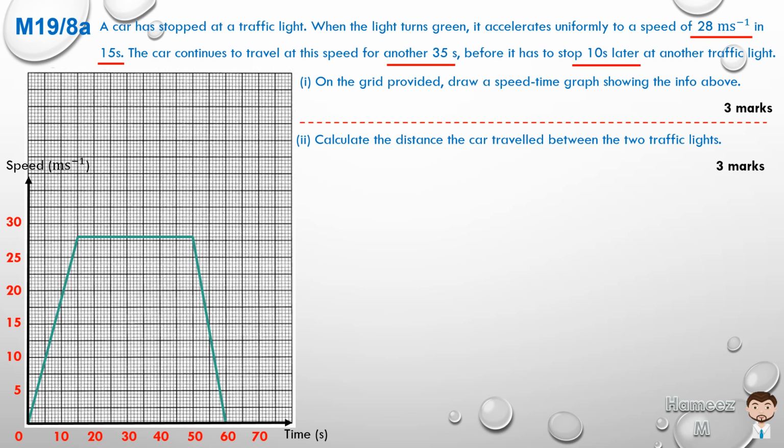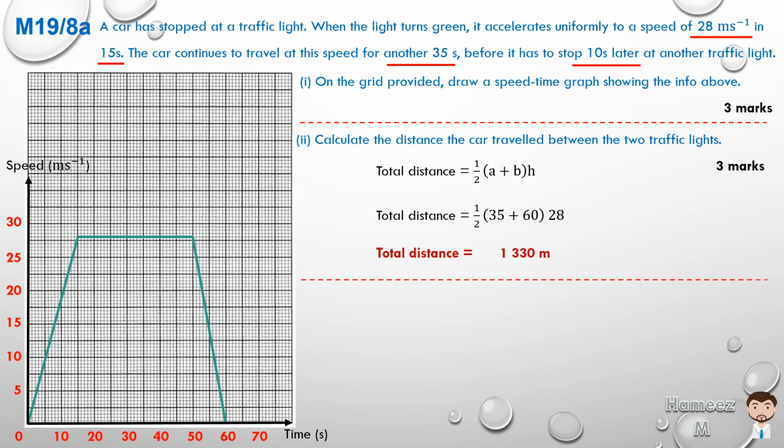So the area under the curve for a speed time graph will give us our distance. So the total distance is equal to the area of this trapezium, which is a half of (a plus b) times h. That's the general formula. And a and b are the parallel sides, and h is the perpendicular distance. The upper horizontal line is 35 plus the lower horizontal line is 60, times the perpendicular distance of 28. And that works out using a calculator to be 1,330 meters.